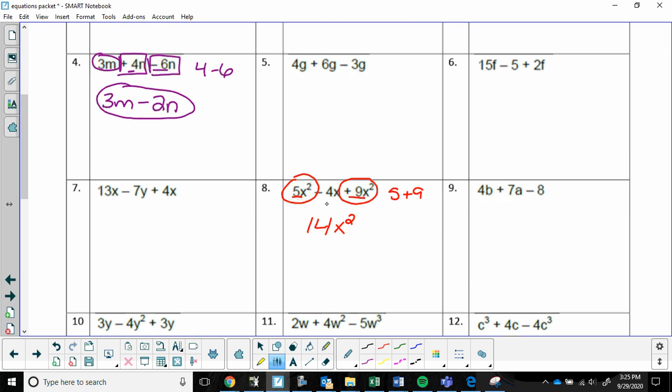Okay. Then we look here at the middle term, which is an x. There's nothing to combine it with because we've used up everything else. We bring it down. 4x minus 4x. So this would be the final answer. Okay.